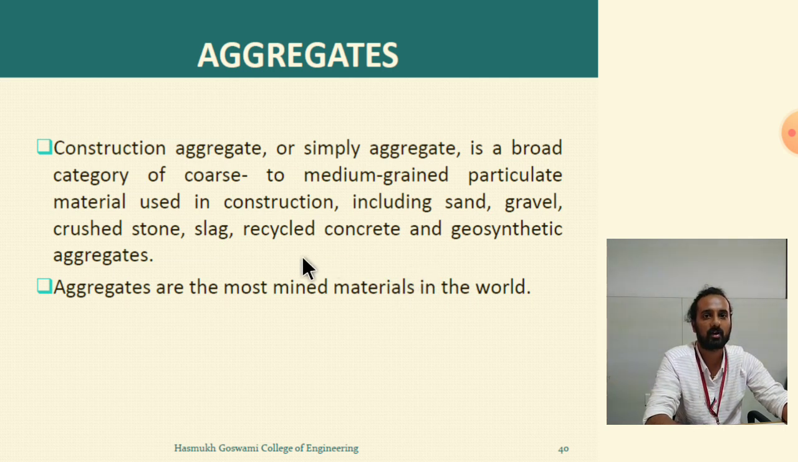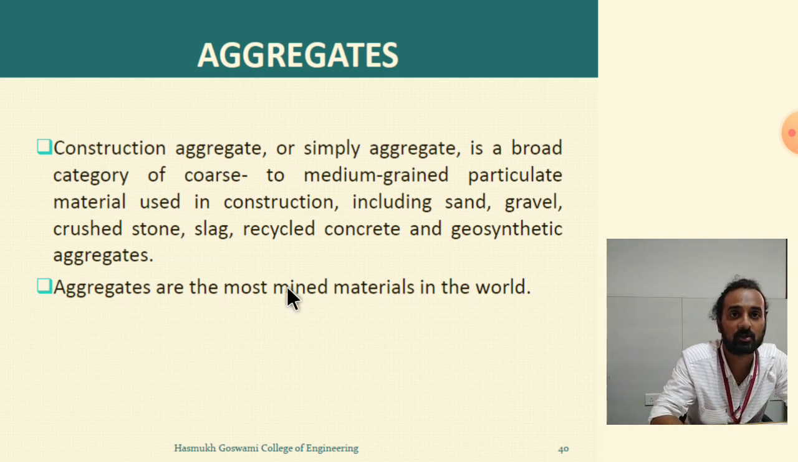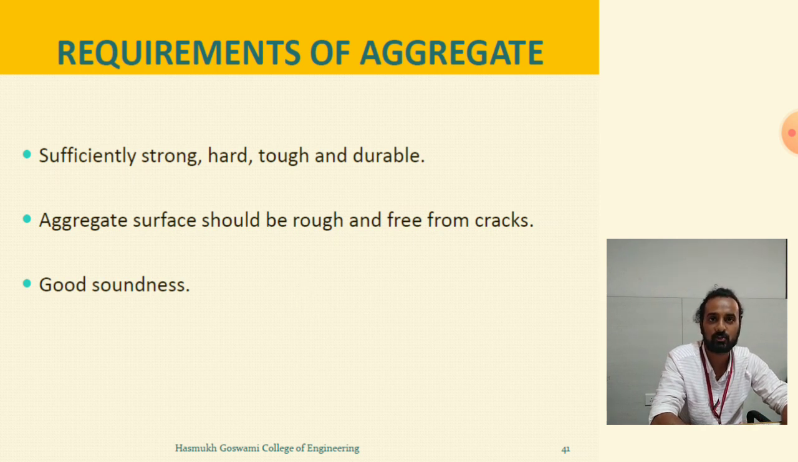So aggregates is a broad category, and we can define it as a medium grained particulate material used in construction, including sand, gravel, crushed stone, slag, recycled concrete, etc. Aggregate is the most mined material in the world. Around 400 tons of aggregate is required for the construction of just a modern home. Only 400 tons. Imagine, 15,000 tons is required for the construction of school buildings. Aggregates, 15,000 tons.